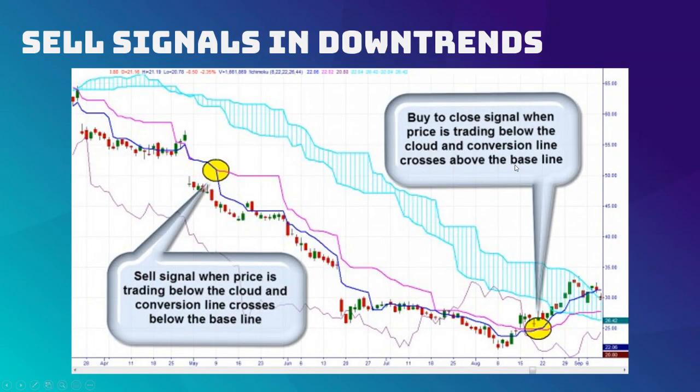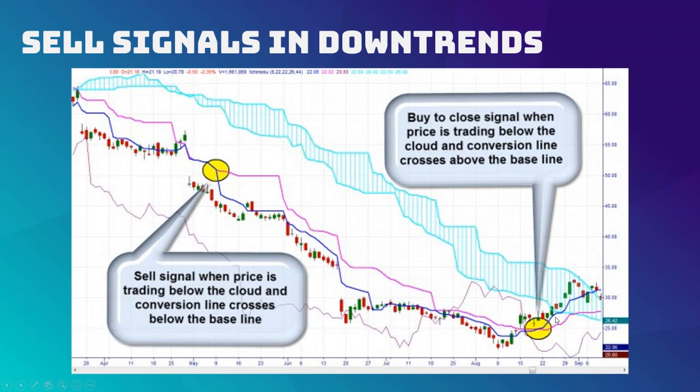Sell signals in downtrend, everything's just the opposite. You got the sell signal, price is trading below the cloud. We should see the delayed line is below previous price, and the conversion line crosses below the baseline. That's your signal to get in. And buy to close, obviously, when they reverse.